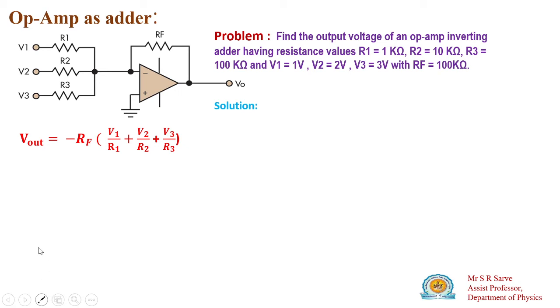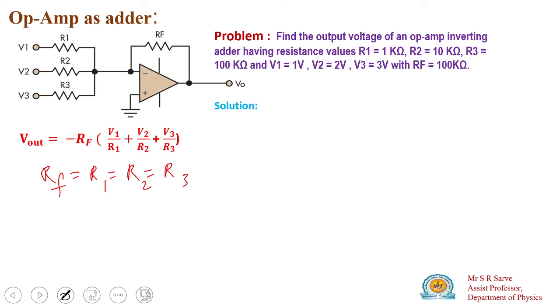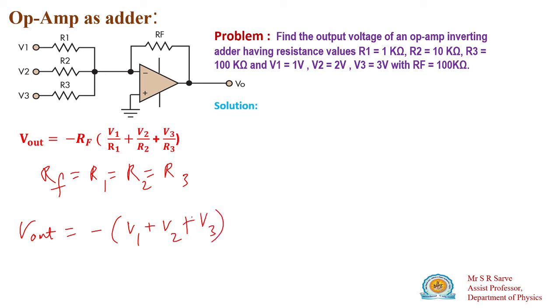So when will this equation act as an adder? If Rf is equal to R1 is equal to R2 is equal to R3, all four resistances the same, then what is your output? The output will be equal to minus. Why is there a minus? Because the input is given to the inverting terminal. So output is equal to minus (V1 plus V2 plus V3). So here it acts as an adder.